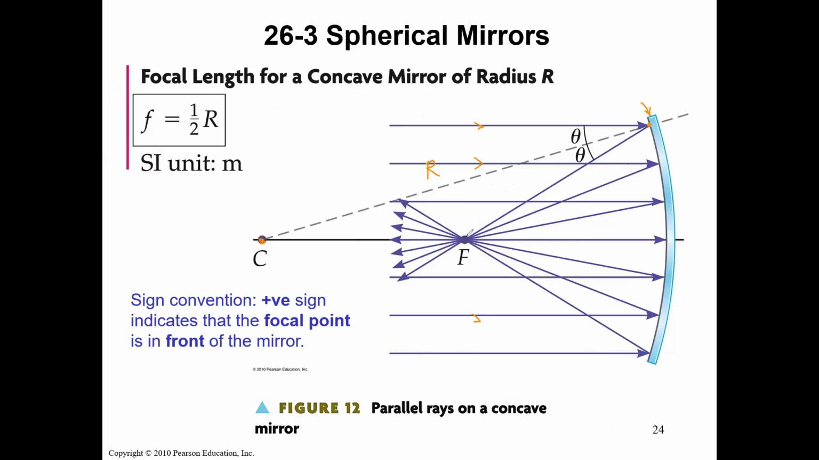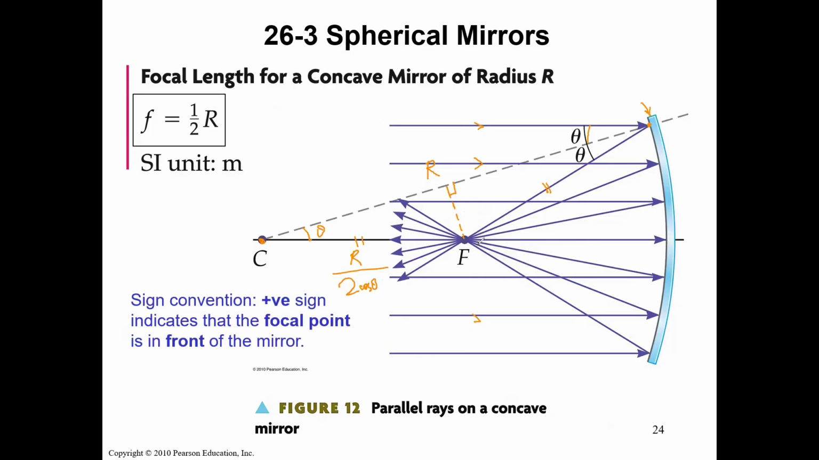And if we look at this angle, it is theta, because the principal axis is parallel to those light rays. So this angle is equal to this angle. And then if you draw a perpendicular line from F to this radius, you can derive that this side is the same as this side, and they are, again, R divided by 2 cosine theta, right?